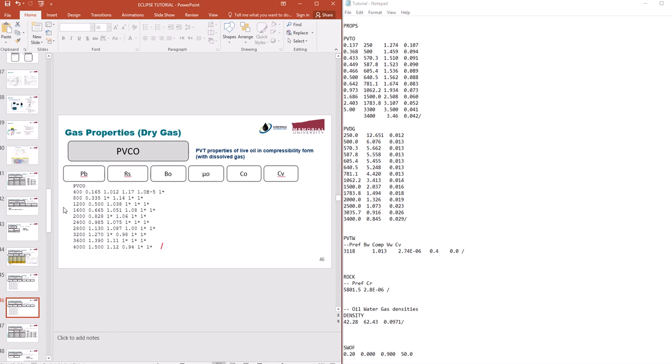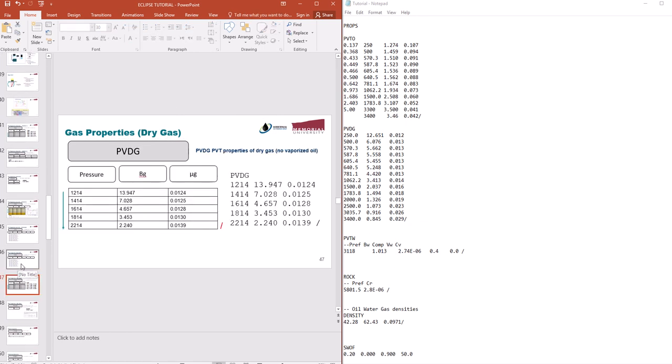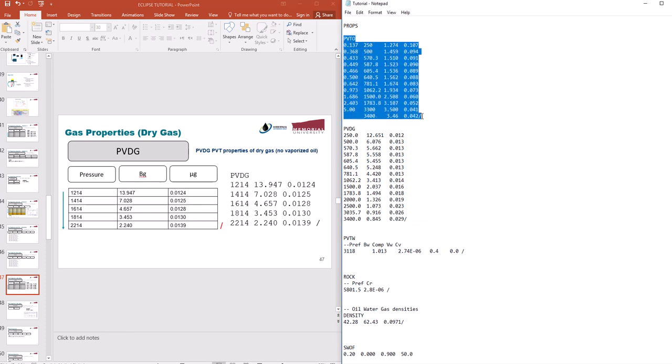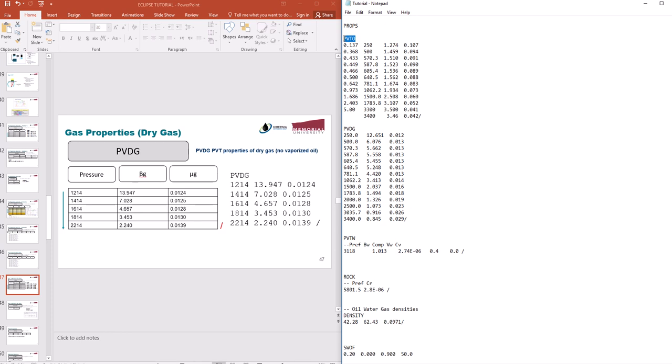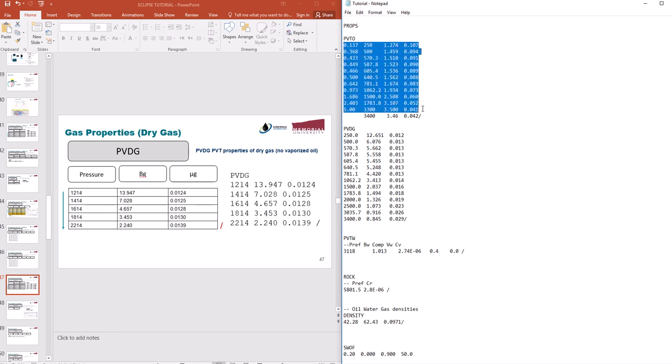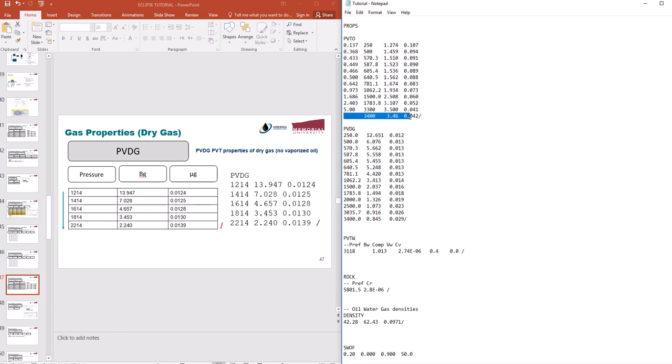The next step is to provide the dry gas properties. As you remember, we had the oil phase, gas phase, and the water phase in our system. So we already provided the PVT for the oil phase using the PVTO keyword, and we divided that in two tables. The first table was for the saturated section, and the second table was for the undersaturated section. So we provided all those under the PVTO keyword.